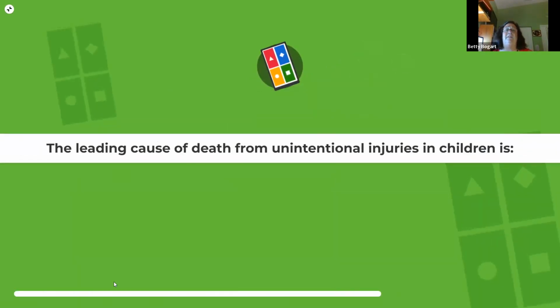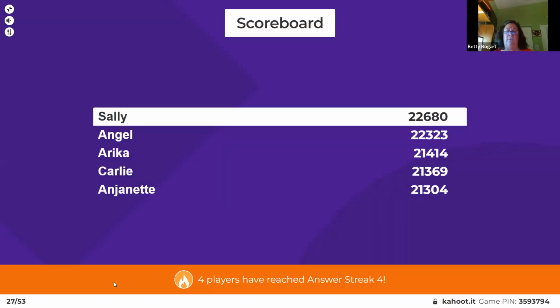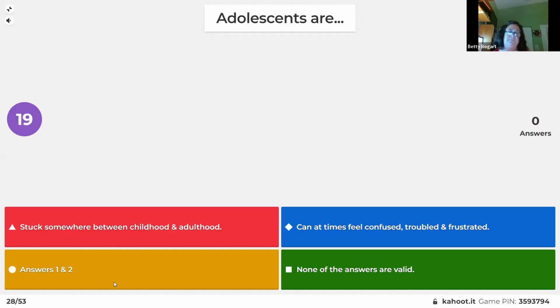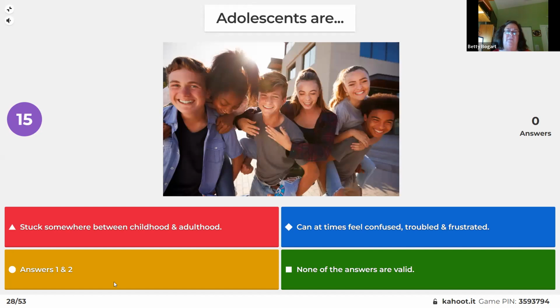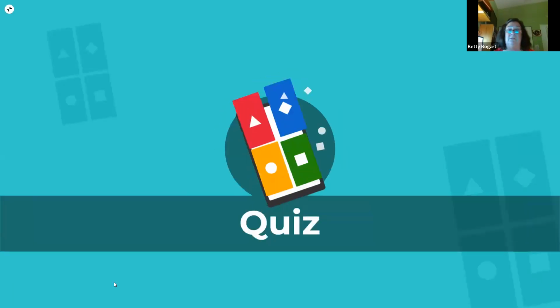The leading cause of death from unintentional injuries in children is... I think you understand this one well now. So we know it's motor vehicle accidents, children, any of them. Adolescents: just hold on for the roller coaster ride, as I called it. It's somewhere between childhood and adulthood. And it's also a time of multiple turmoil and confusion, and they're troubled and they're frustrated. It's a hard time of life for the child and for the parents.